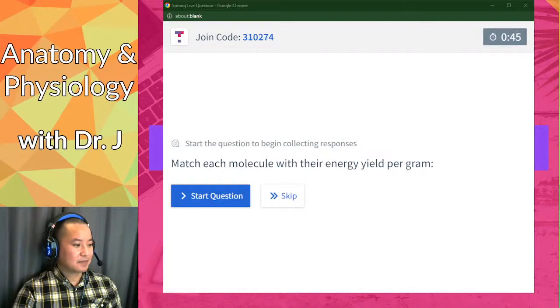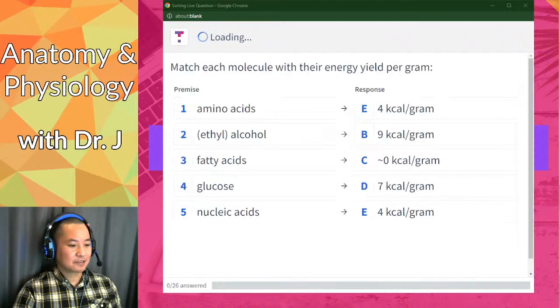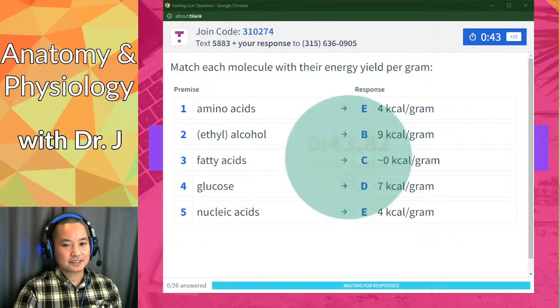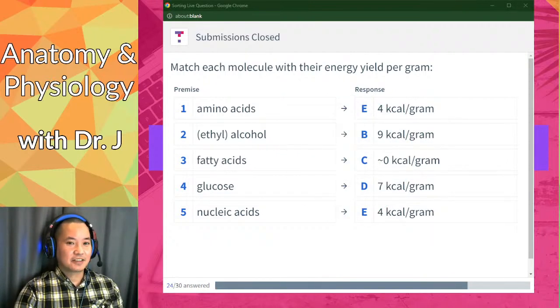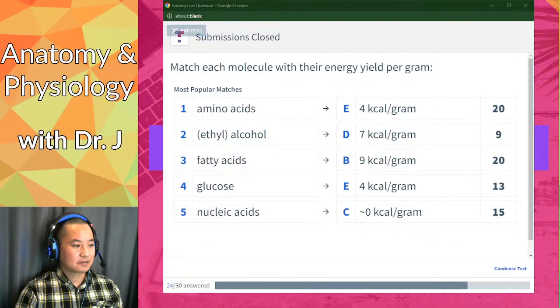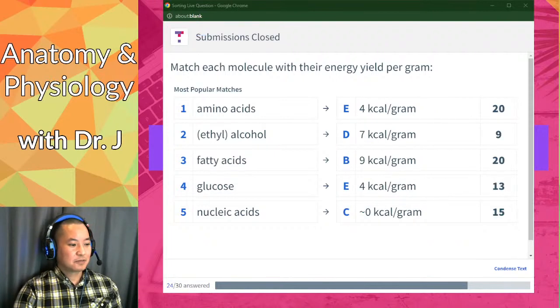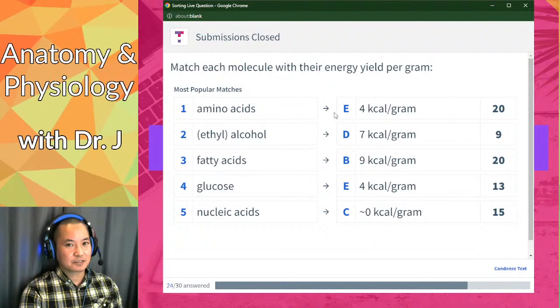So match each type of molecule with its energy yield per gram. This is a sorting question. Ethyl alcohol, or ethanol, or drinking alcohol, that's just more FYI, but these are the correct responses. The ones I definitely want you to focus on are amino acids. These are from our proteins, which is why we get 4 kilocalories per gram. And fatty acids and lipids, we get 9. So this is again why fats have more calories per gram.